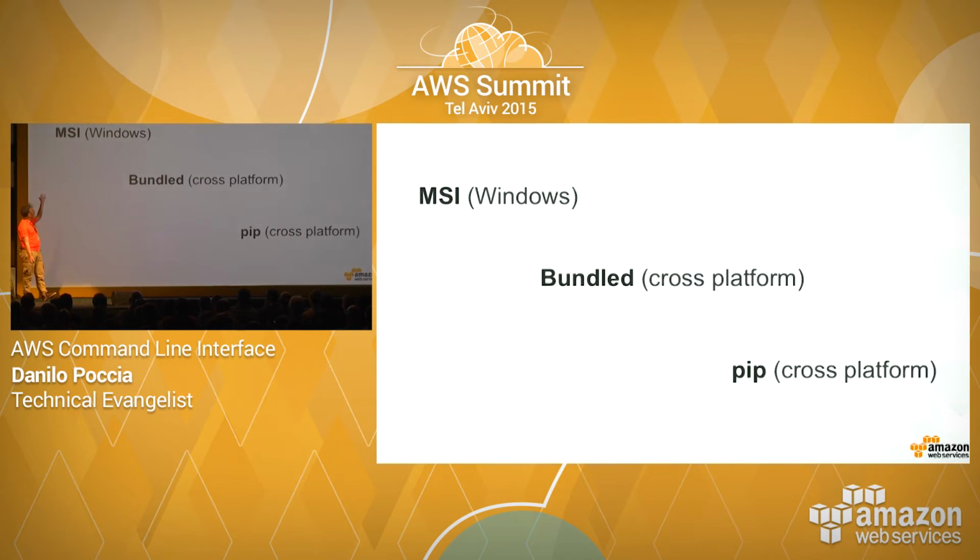And being Python, it can run anywhere. So it can run on Windows, it can run on Linux, it can run on a Mac. On Windows, we provide an MSI installer that you can download and install. On Linux or Mac, we suggest to use pip, the Python installer, to install it. It's just pip install awscli. And also we provide a bundle, an archive that you can download and put anywhere Python runs. For example, I played myself with the Raspberry Pi, and most of the things that you can do on a normal server, you can do also on a Raspberry Pi.